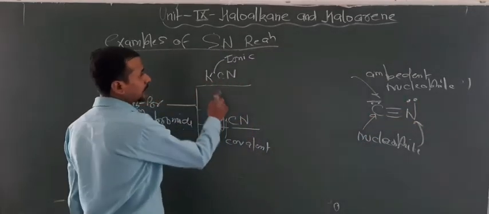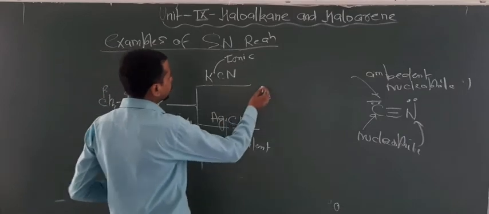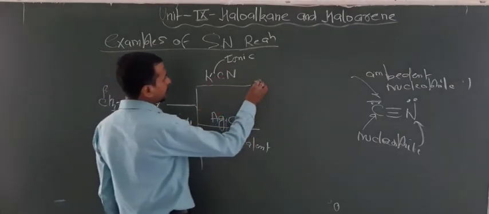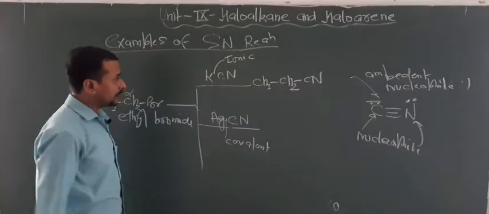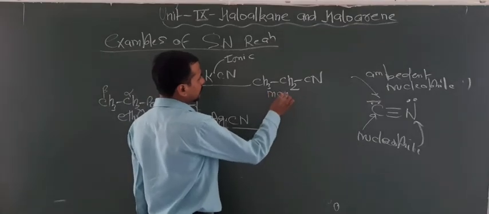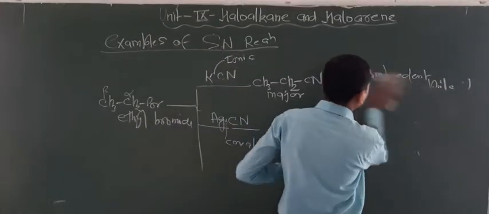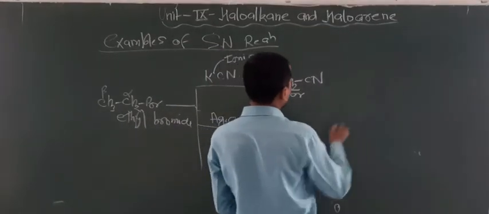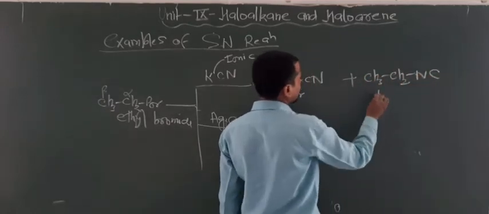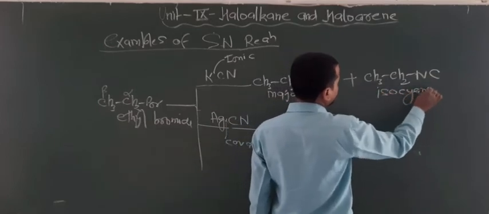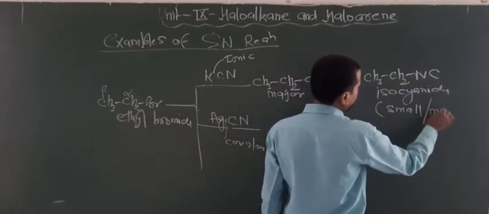So now in this case what happened? The CN attacks on the carbon, so that's why the compound formed by KCN is cyanide. So here in the preparation, cyanide is the major product, and a small amount of isocyanide also forms. So this can also give CH3CH2NC. So this is known as isocyanide, but this is minor.